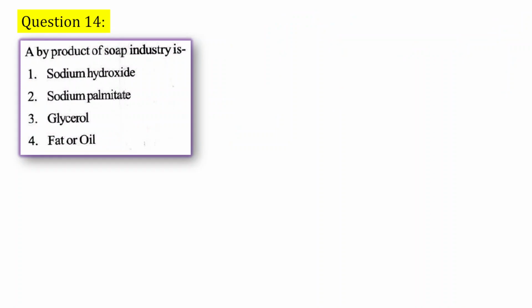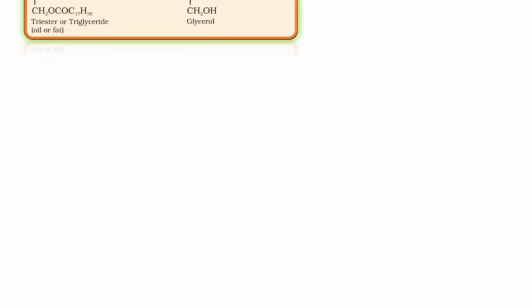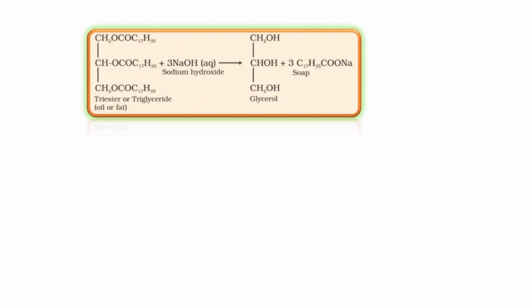Next, a byproduct of the soap industry. So the soap industry uses oil or fats to produce the reactions. We'll see the reaction. A triester or triglyceride, which is oil or fat, is made to react with sodium hydroxide and it forms soap. Since it is C17H35, we call this sodium stearate. Here the soap molecule is sodium stearate, and that in turn gives the byproduct glycerol. Because our major product in this case is soap, and this is the byproduct, which is glycerol.